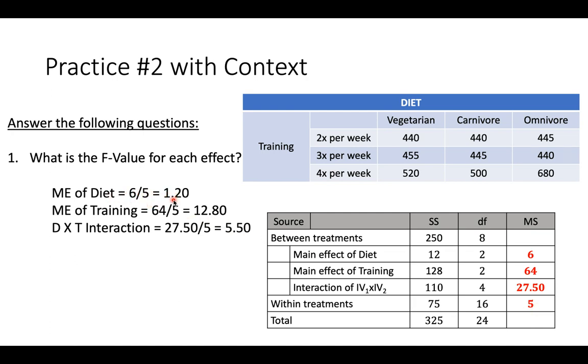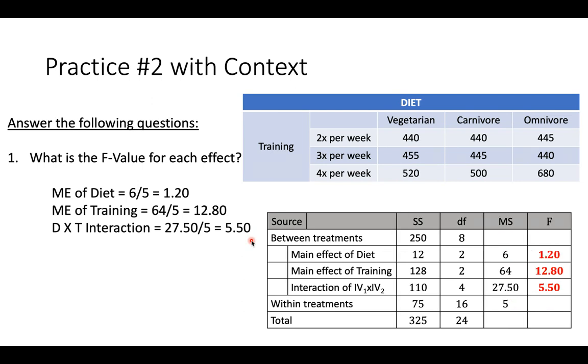Not looking good for diet. For training, 64 divided by 5 is 12.80. And for the diet by training interaction, we take the mean squared of 27.5, we divide by 5, and we get an F value of 5.50. Those are our 3 F values. We can go ahead and just slide them on over there, and they'll stick with us for the rest of the time.